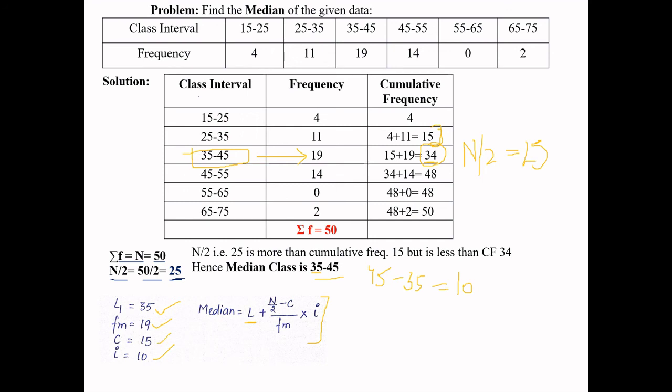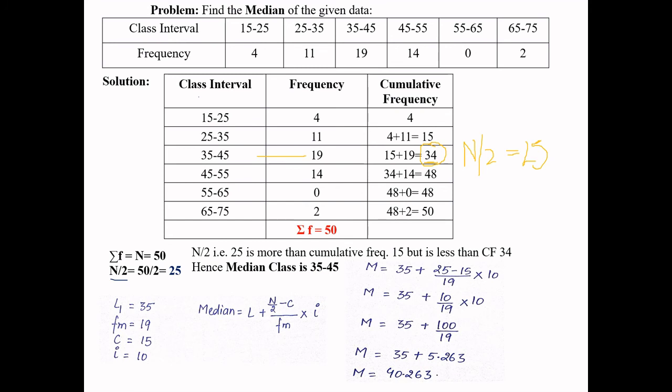Now put all these values in the formula. L is 35 plus n by 2 is 25 minus C is 15, upon Fm is 19, into 10. 25 minus 15 is 10, upon 19, into 10. 35 plus 100 upon 19. 35 plus 5.263. So the median is 40.263.